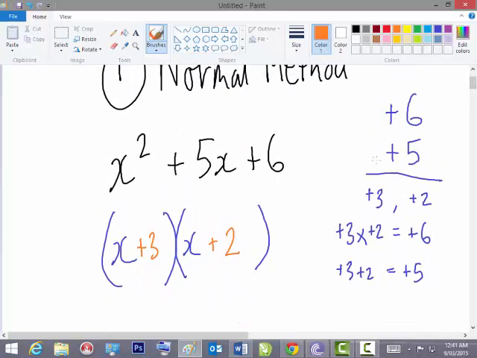Now, the reason why I say you have to be careful with positive and negative signs. For example, if we changed that to negative 5x. So the last term is positive 6, and the middle term is now negative 5x. So that would mean that both the numbers have to be negative 3 and negative 2, because negative 3 times negative 2 still gives me positive 6.